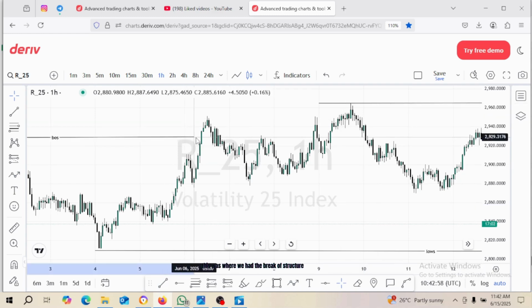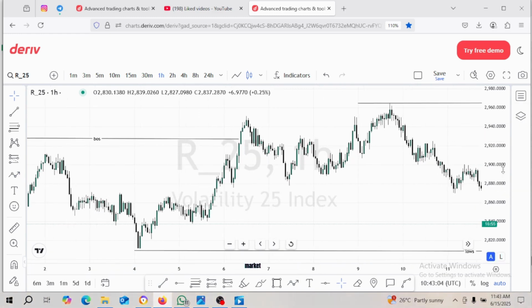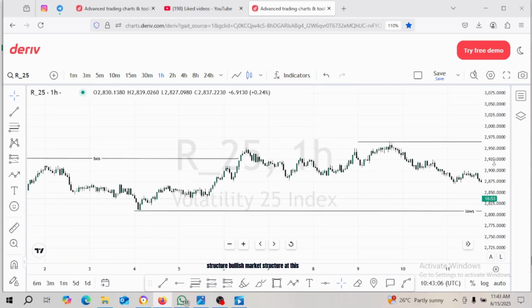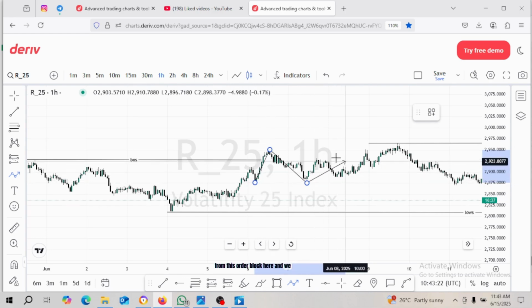This was where we had the break of structure. Very good. So you can see at this point we were having this bullish market structure. At this point we had a break to the upside. This was the 1 hour recent higher high. Then price came down to this point, tapped from this order block here, and we went up.